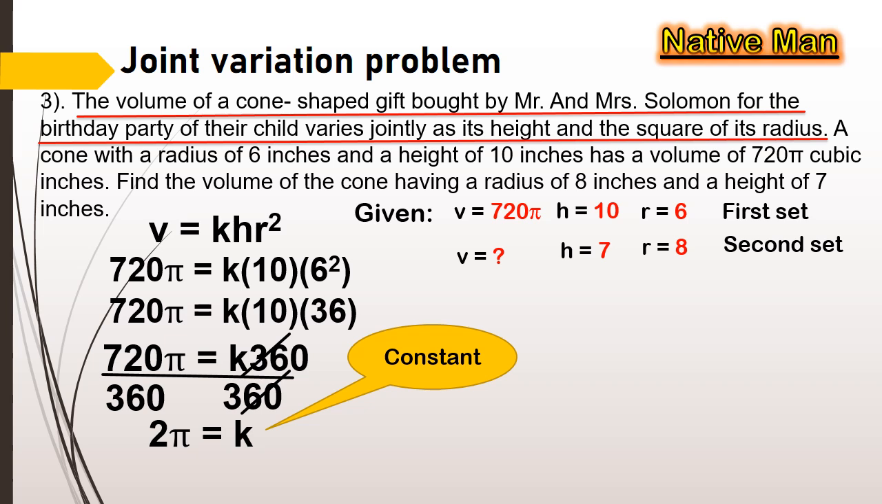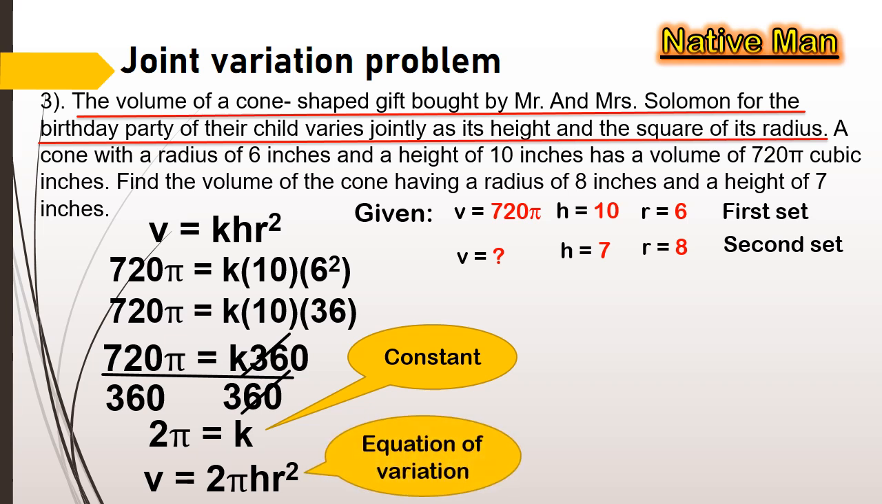So, for the equation of variation, kopyahin natin ulit yung original equation. V is equal to K H R squared, and then substitute natin yung K. So, this will become V is equal to 2 pi H R squared. That is the equation of variation. Okay, mayroon tayong constant, mayroon tayong equation of variation. Pwede nating isolve yung volume of the second set. So, using the equation of variation, V is equal to 2 pi H R squared.